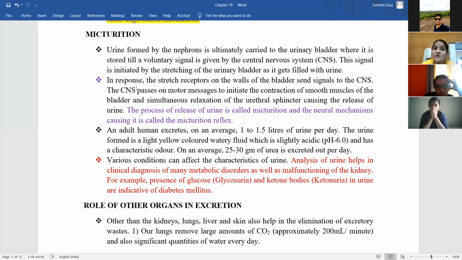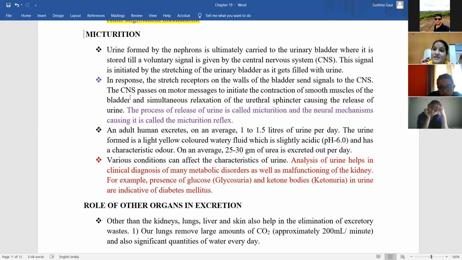Now the central nervous system passes on a motor message to initiate the contraction of the smooth muscles of the bladder, and simultaneously relaxation of the urethral sphincter causes the release of urine. Urination is also a very complex process. First, a signal is sent by the central nervous system to the stretch receptors of the urinary bladder, and then they become stretched.